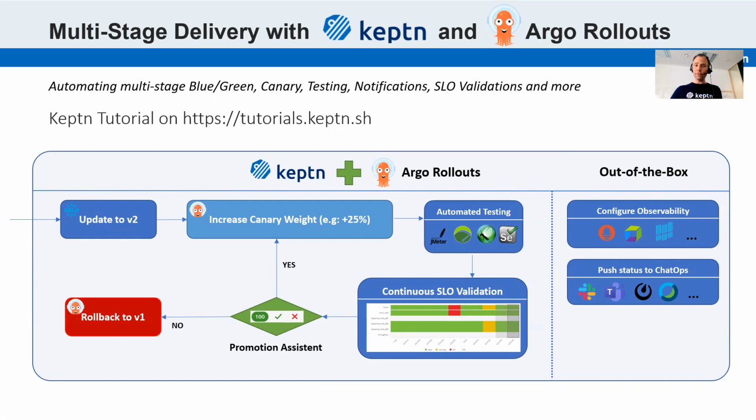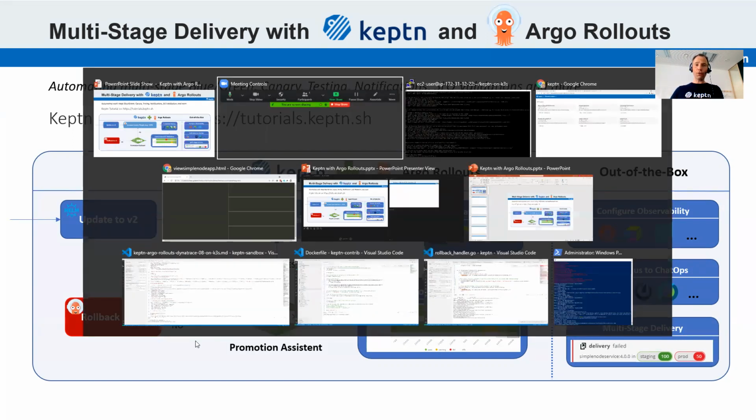Keptn, as you probably know, is an event-driven system. That means you can also integrate your GitOps tools, and we can also do all of this multi-stage. All right, so this is the overview of the tutorial. Check it out. Now, quickly, I have followed the tutorial.